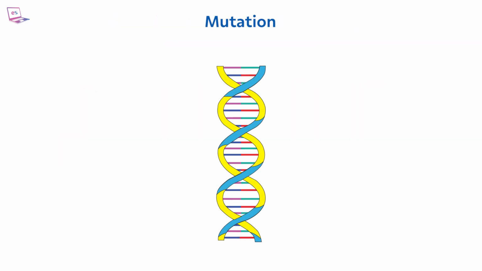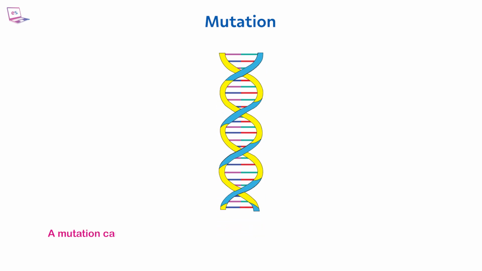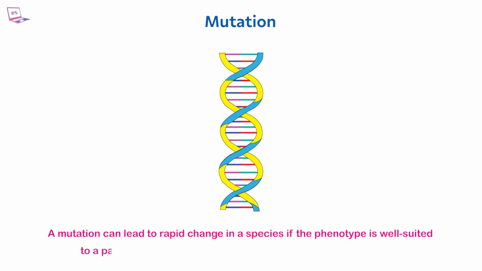Mutation. A mutation is a spontaneous and continuous change that occurs in the DNA sequence of a gene or chromosome. Mutations can occur naturally and may result in genetic disorders, or even death. A mutation can lead to rapid change in a species if the phenotype is well suited to a particular environment, but it rarely creates a new phenotype.